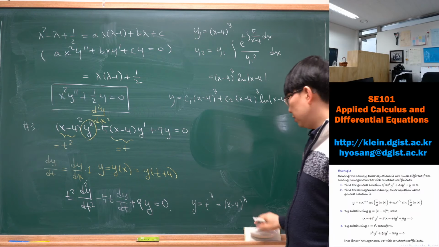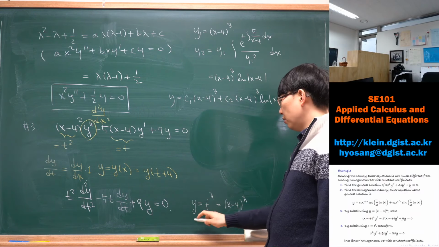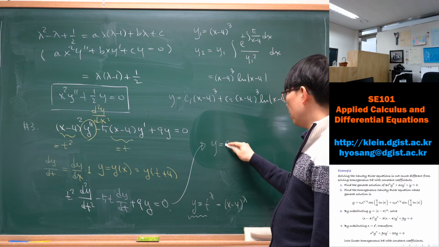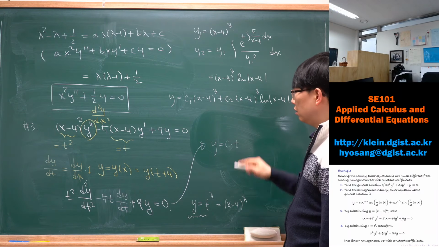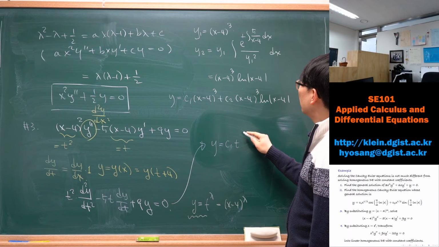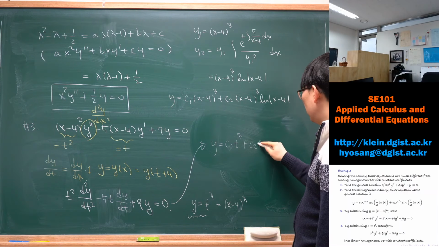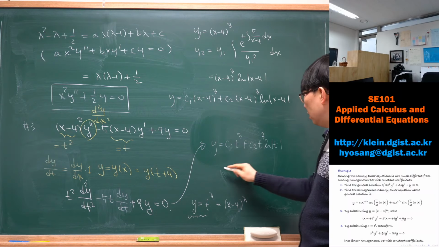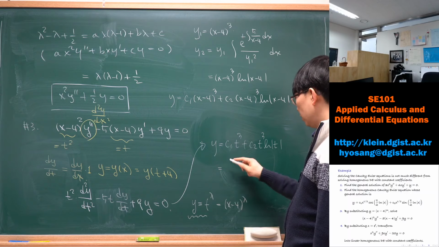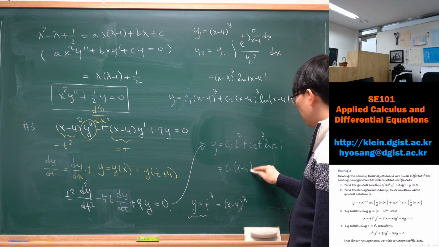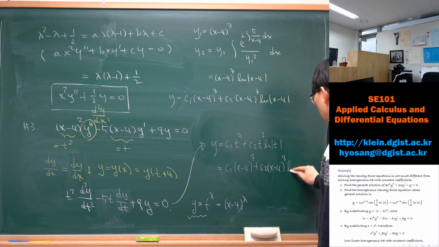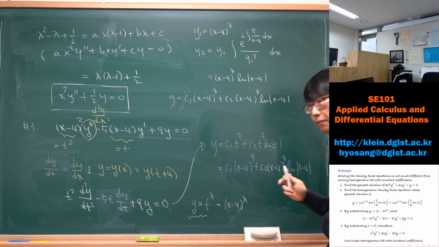So it's exactly the same thing. When I find the solution of this differential equation, y will be c1 times t to the 3, okay, plus c2 times t to the 3 ln t, and then replace t with x minus 4. I have c1 times x minus 4 to the power of 3, plus c2 times x minus 4 to the power of 3 times ln of x minus 4. Same thing, right?